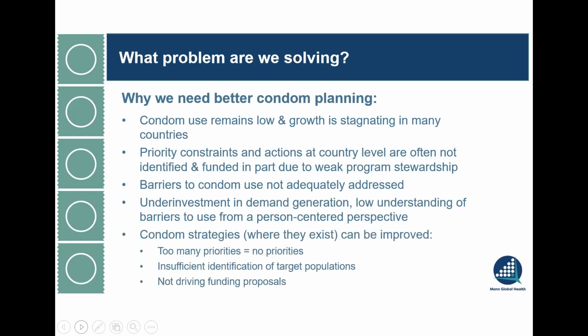And finally, where condom strategies do exist, they can be improved. Oftentimes we see in the existing strategies that there are so many priorities that it's like there aren't any priorities. And I think people are familiar with that challenge in strategic planning, to make those difficult decisions to set priorities. There's often insufficient identification of target populations, or maybe over-identification in a sense, because a lot of the plans are trying to reach everyone. And so there's not really a targeting of limited resources. And finally, the strategies are not always driving funding proposals.